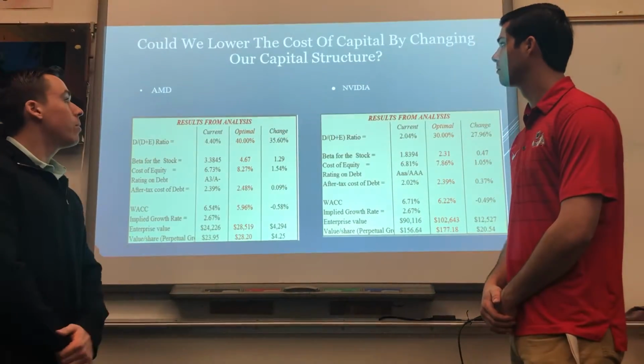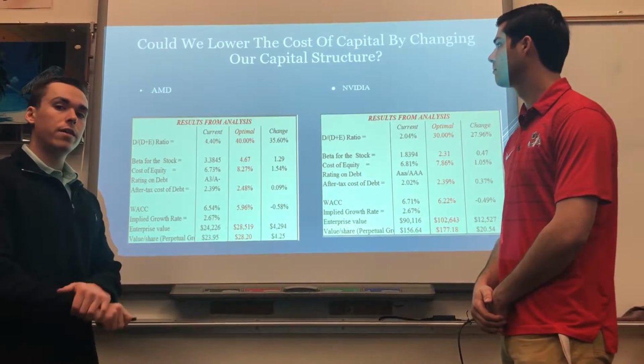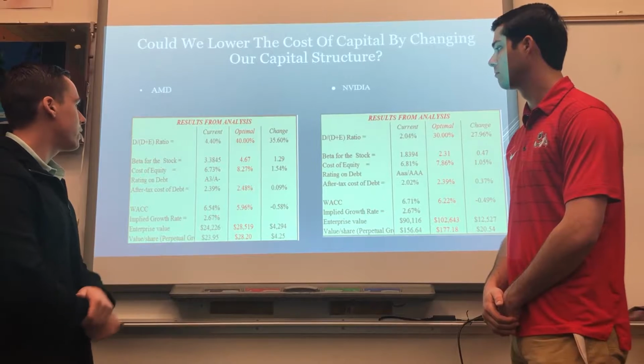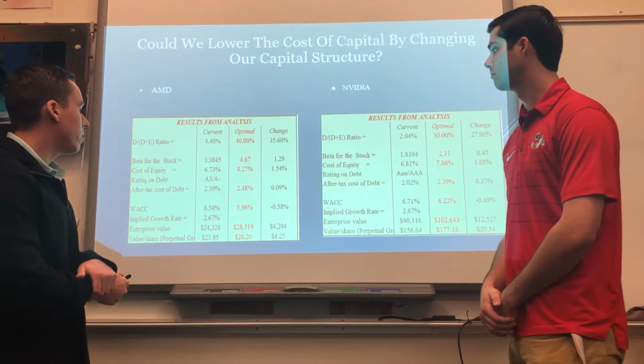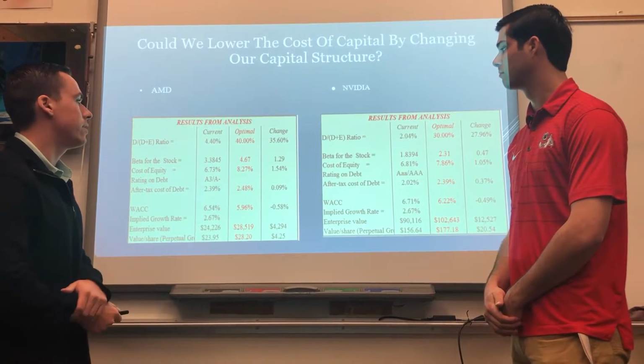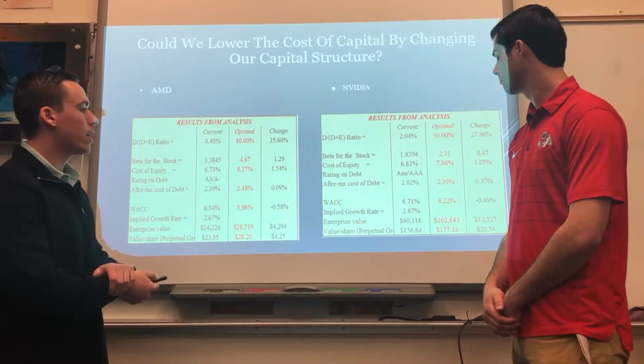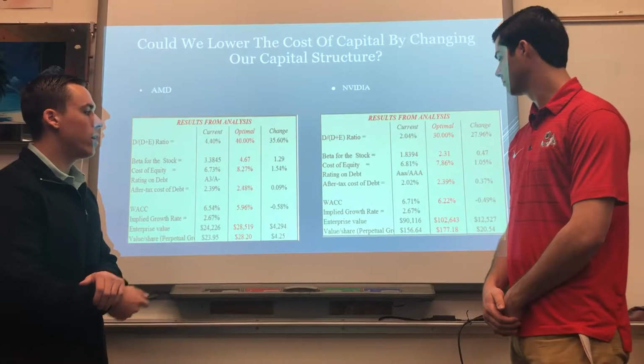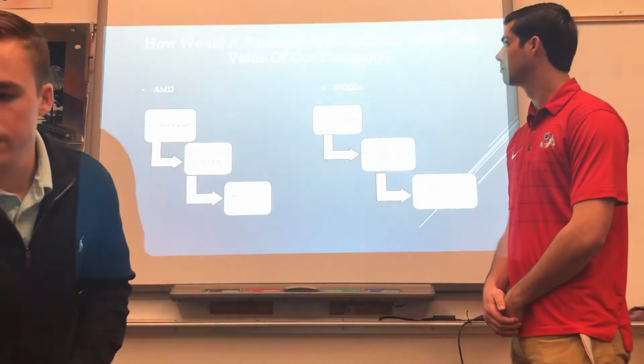Could we lower the cost of capital by changing our capital structure? And the answer is yes. For AMD, our weighted average cost of capital is 6.54%, and restructuring would turn our WACC to 5.96%. For NVIDIA, our current WACC is 6.71%, and after a capital restructure, our new WACC would be 6.22%.